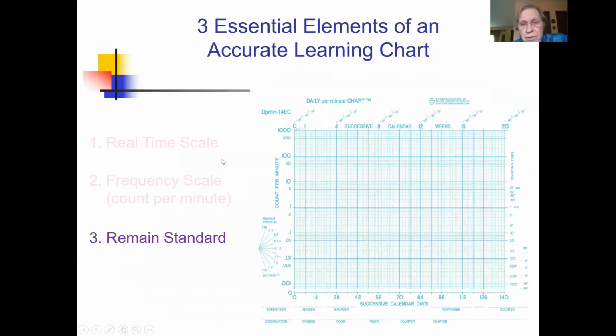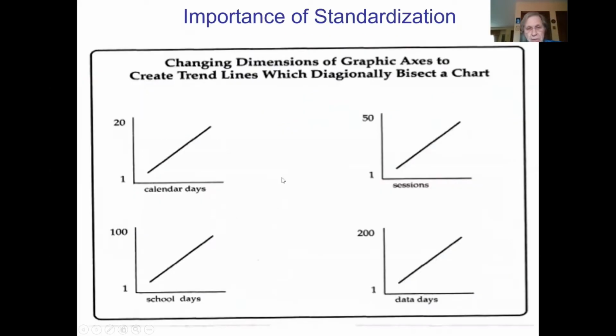So the third major element that you need in an accurate learning chart is it needs to remain standard. So here's an example of pictures that indicate that as you look at the learning slope lines, you would assume that they are all the same, but when you look at the vertical and horizontal axes, you notice that in fact they are not. One of the popular spreadsheet programs, Excel, actually does this to your data, and therefore it makes it very difficult to interpret in a standard way what a learning slope line means.